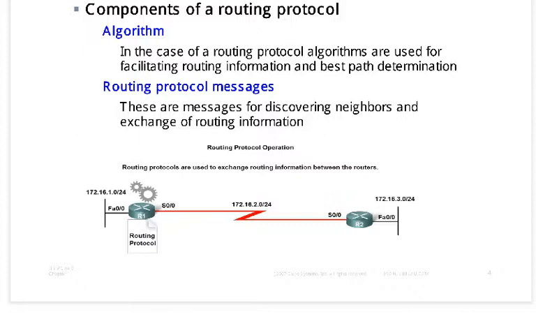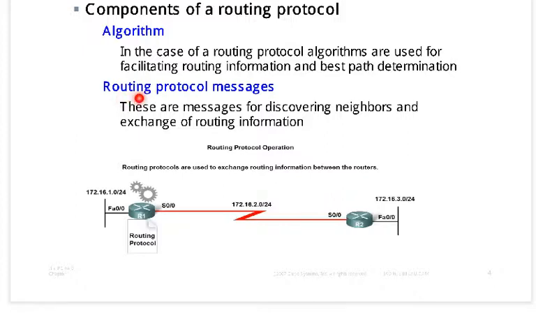So each router needs to have an algorithm, and this algorithm is the component that calculates the best path based on the information that you have. Okay? So first, routing protocol messages get exchanged between the routers, and each router will analyze this information, and based on it, it calculates the best path and updates the routing table. So the one that calculates the best path is the algorithm. So both components need to be there for any dynamic routing protocol.